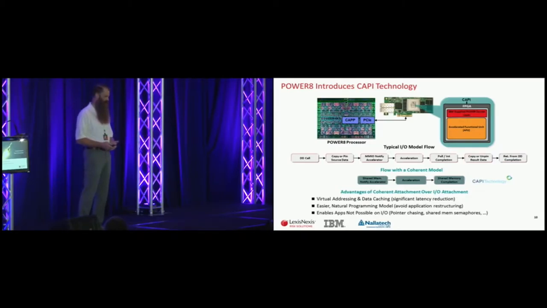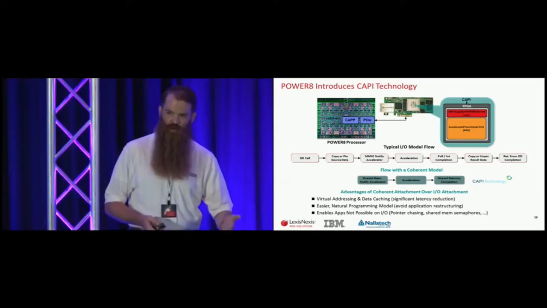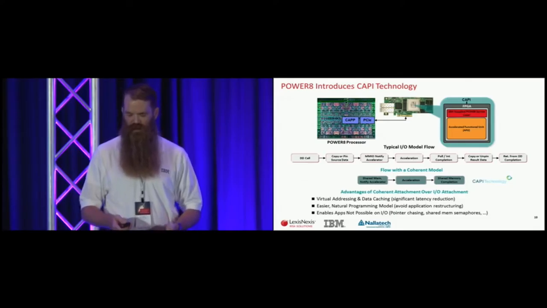I list the advantages. You see the I/O model flow there with the traditional PCIe stack. There's lots of device driver overhead to get the FPGA or PCIe device kicked off. With CAPI, it's real easy. It's a shared memory model, so you basically have the application tell it to go and it goes, and you talk directly with the application running on the accelerator. And it also opens up the ability to do some workloads that you couldn't normally do with PCIe traffic, similar to RDMA, but a little bit easier.